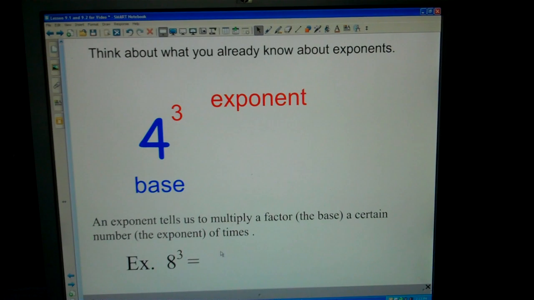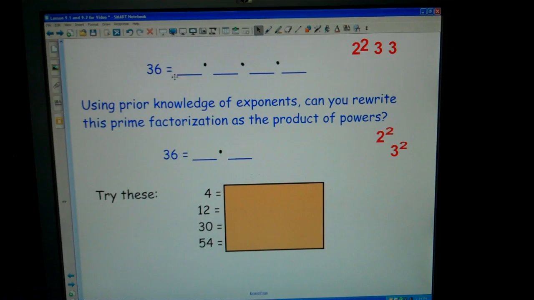8 to the third. How would you write that? Don't you dare say it's 24, because it's not. It would be 8 times 8 times 8. I think we got that one. I'm going to move through this one. So here we go.